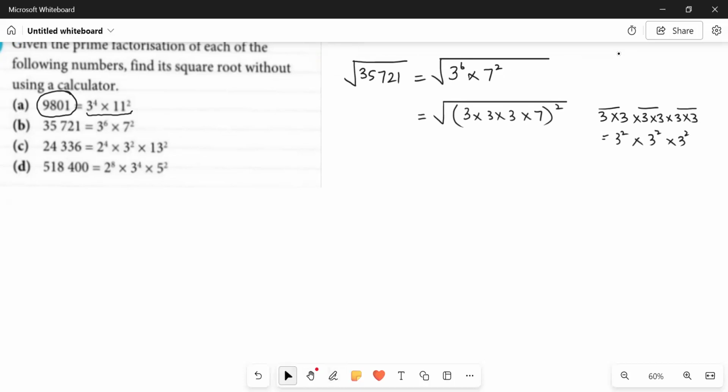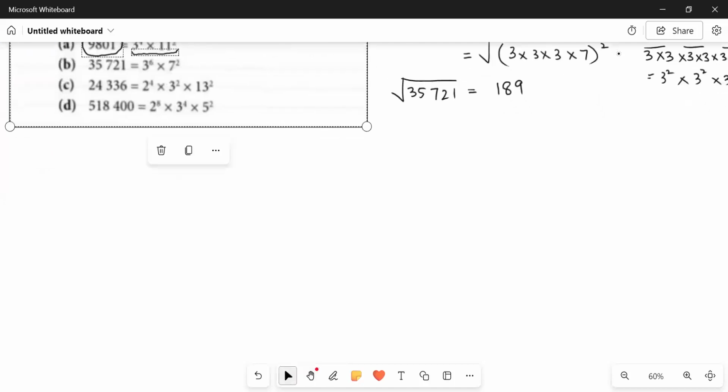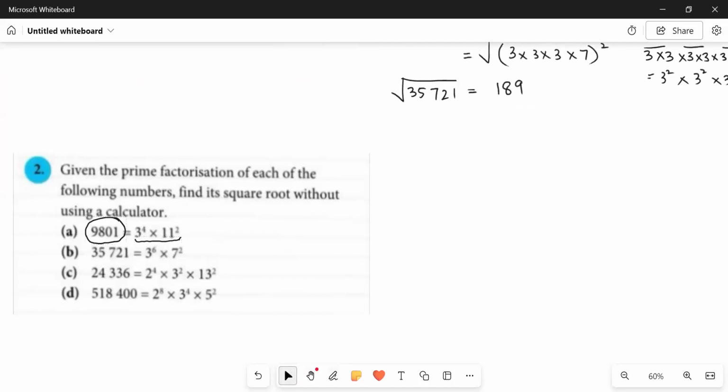तो यहाँ पर क्या हो गया? सिंपल. अब आपने क्या करना है? इन सबको you have to just multiply. 3 3s are 9. 9 3s are 27. 27 into 7 is equals to 189. It means 35,721 is the perfect square of 189. Simple. ठीक है, बस हमने क्या किया, वो स्टेप्स को आपने यहाँ पर फॉलो करना है.